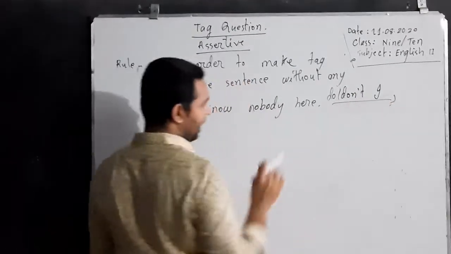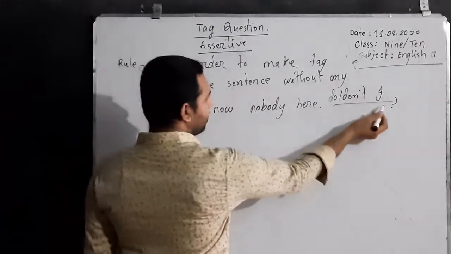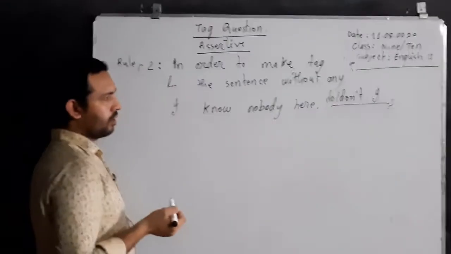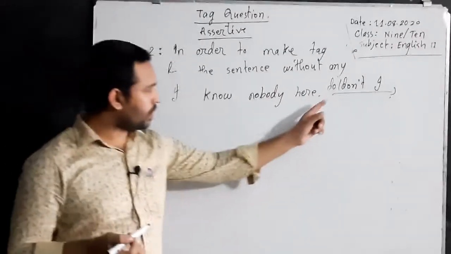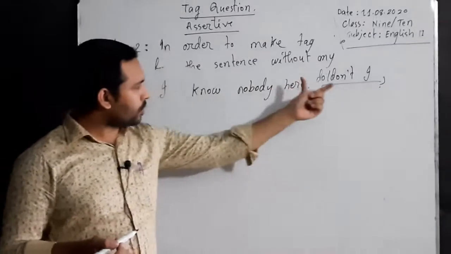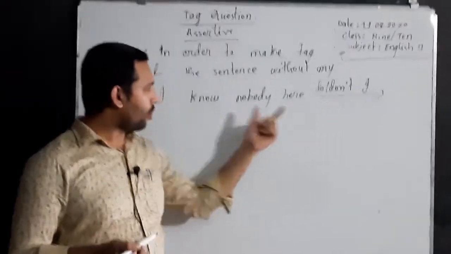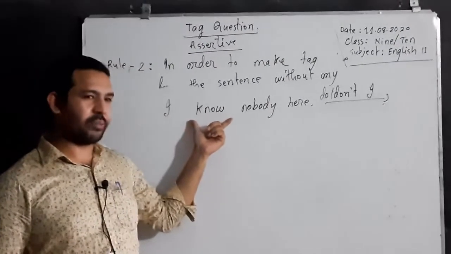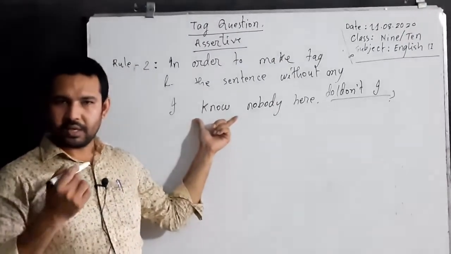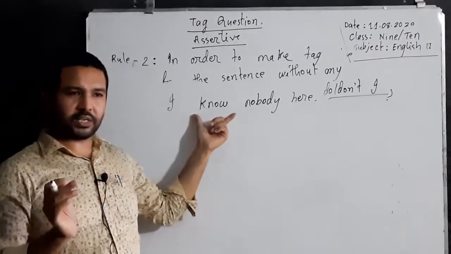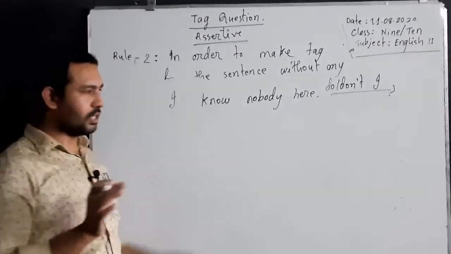The subject is I. Now what should I use here? Do or don't? Should I use do I or don't I? To use this one correctly, we have to know if this main sentence is affirmative or negative. Is it an affirmative sentence? No, it is not an affirmative sentence.